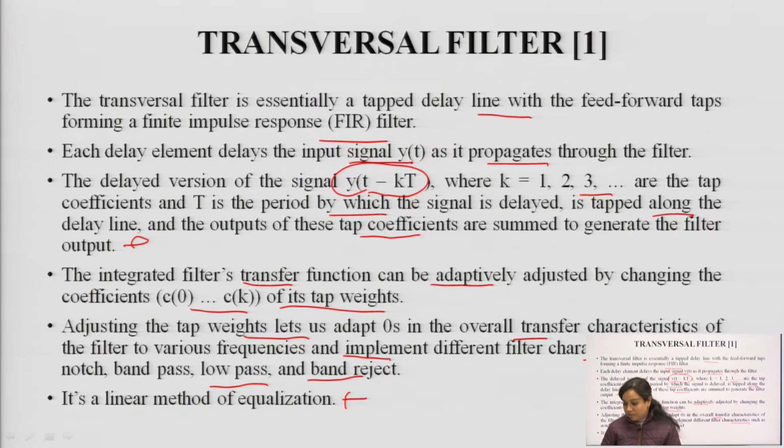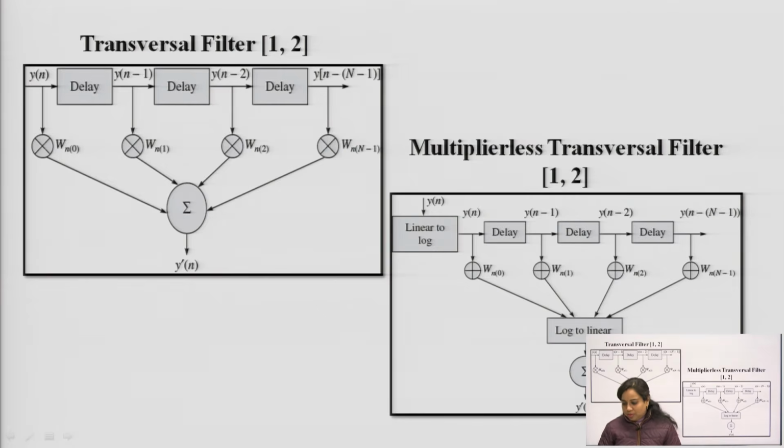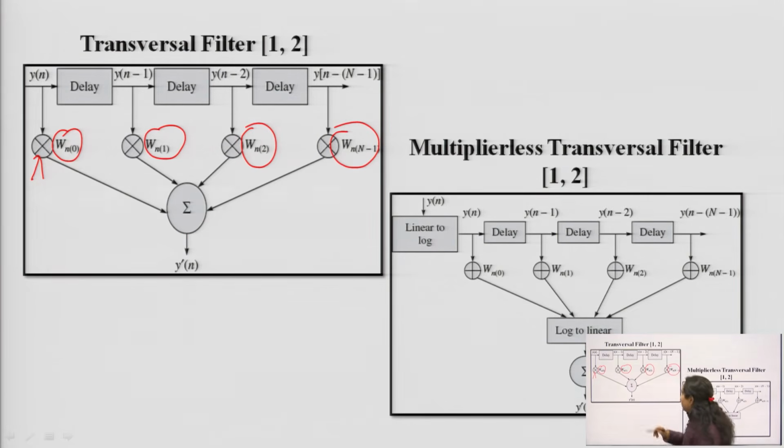So, this is a transversal filter. This is the diagram of the transversal filter and the multiplierless transversal filter. Here the weight functions act as multipliers, which means this value will be multiplied by W n. This is W n 1, this is W n 2, this is W n minus n. These are passed through different delays and added together to get an approximated value of the received signal.